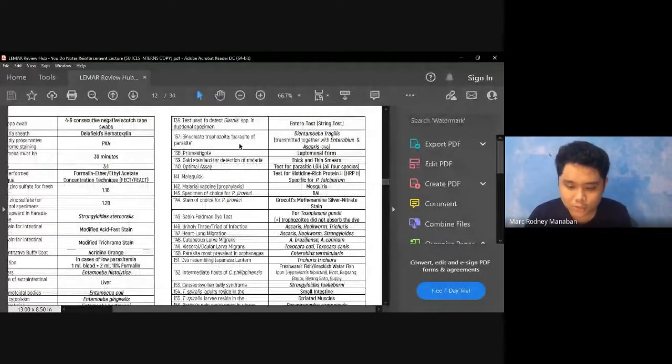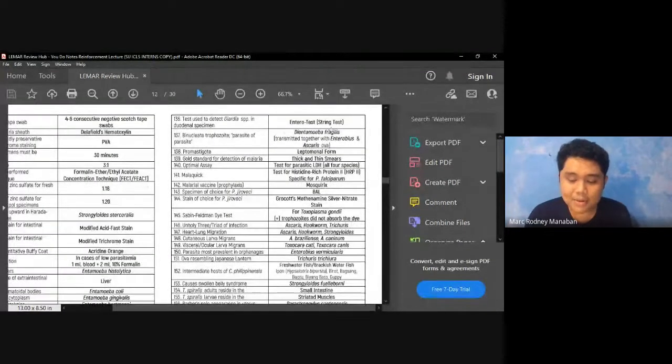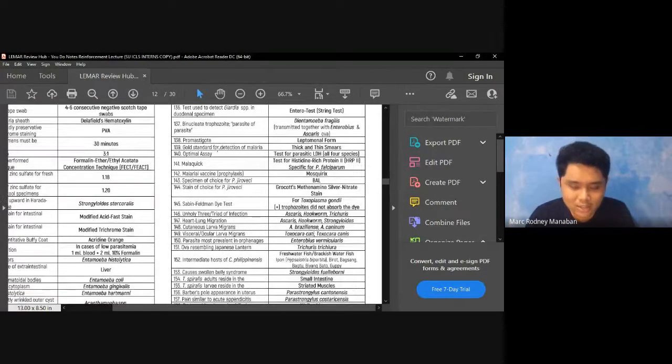Next, you have your stain test, of course, for Giardia. Dientamoeba fragilis, take note, makes no cysts or ova. You have Enterobius and Ascaris. Gold standard pa rin for malaria, thick and thin smears. Optimal assay, LDH, which is common in all species. Malaquick is specific for P. falciparum, which detects histidine-rich protein.